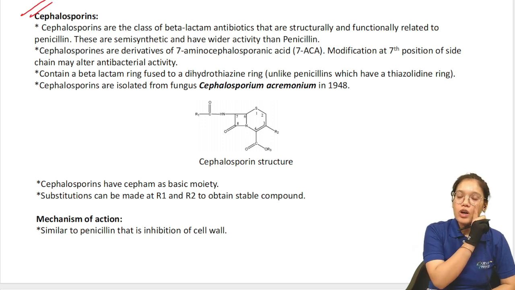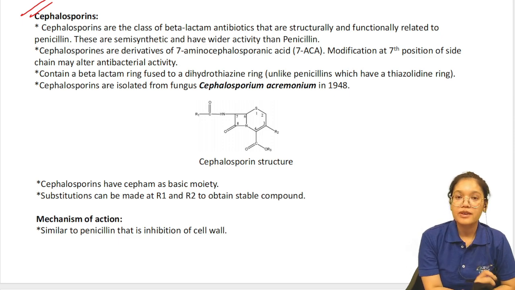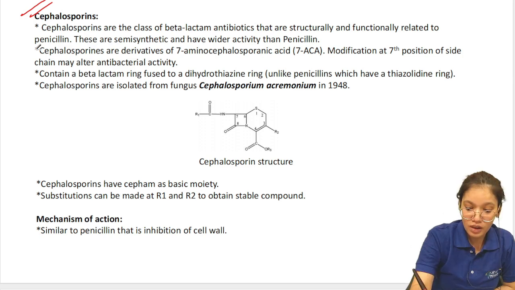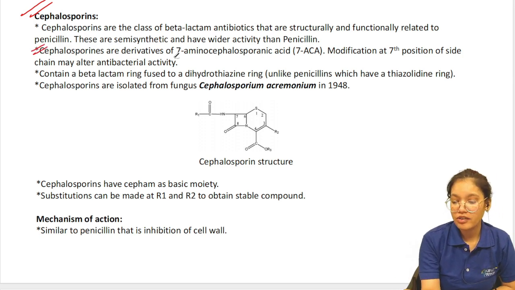Now what is cephalosporin? This is a beta-lactam antibiotic that is structurally and functionally similar to penicillin. This is a semi-synthetic antibiotic that has a broad spectrum of activity when compared with penicillin. Cephalosporins are the derivatives of 7-aminocephalosporanic acid.